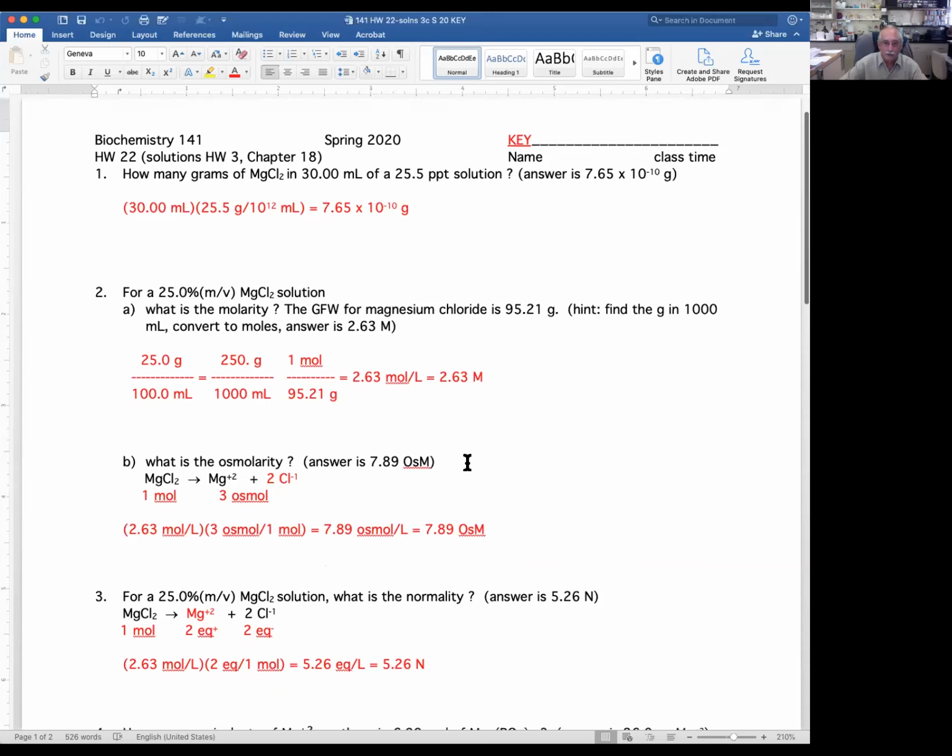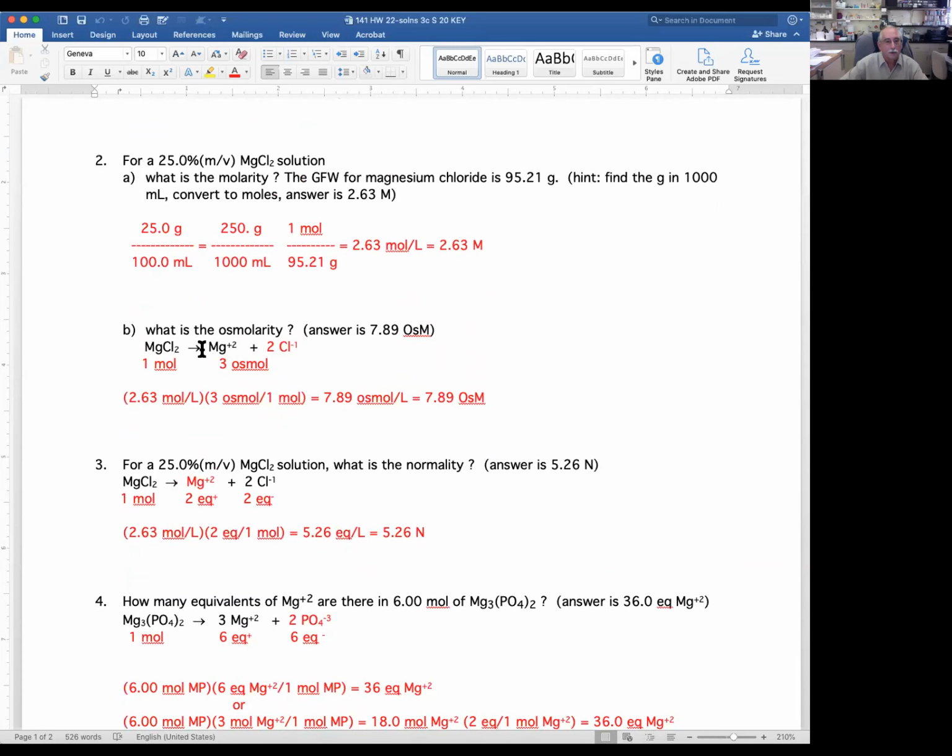What is the osmolarity? Well, when I take magnesium chloride and dissolve it into water, 1 mole gives me 1 mole of magnesium ion and 2 moles of chloride ion, which altogether is 3 moles of dissolved particles, which is 3 osmoles. So that is our conversion factor. So I got 2.63 moles per liter. I get rid of moles, keep osmoles. I got that many osmoles in the liter.